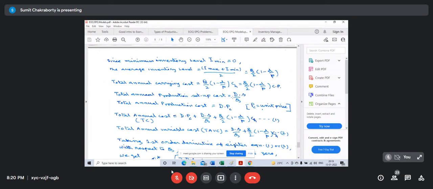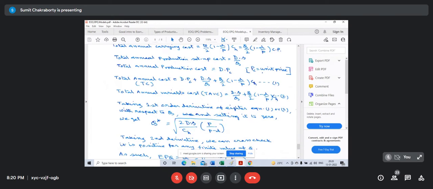Total annual production setup cost. How many times are we setting up? Total annual demand divided by Q, the quantity we are producing every time. So D by Q is the number of setups, multiplied by the setup cost per setup, so DS by Q. Total annual production cost is total demand D multiplied by PC. So total annual cost equals D PC plus DS by Q plus Q by 2 multiplied by (1 minus d by p) CH, or CPC.